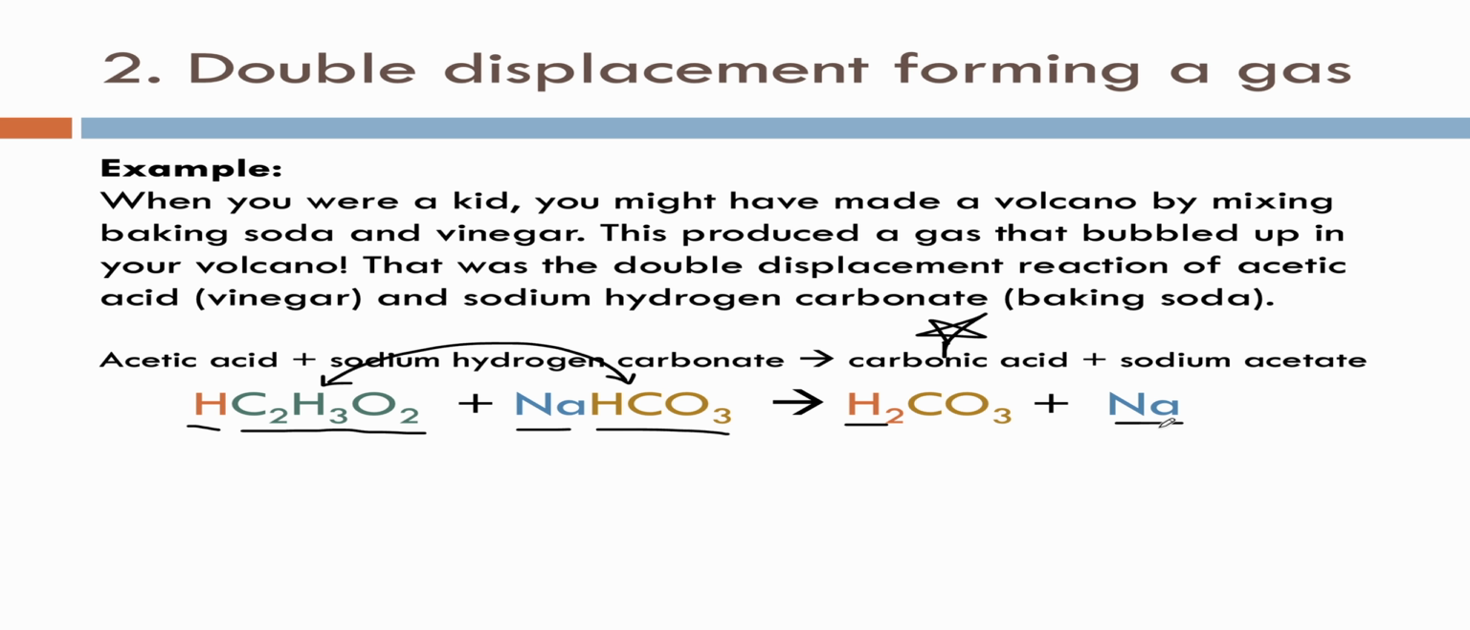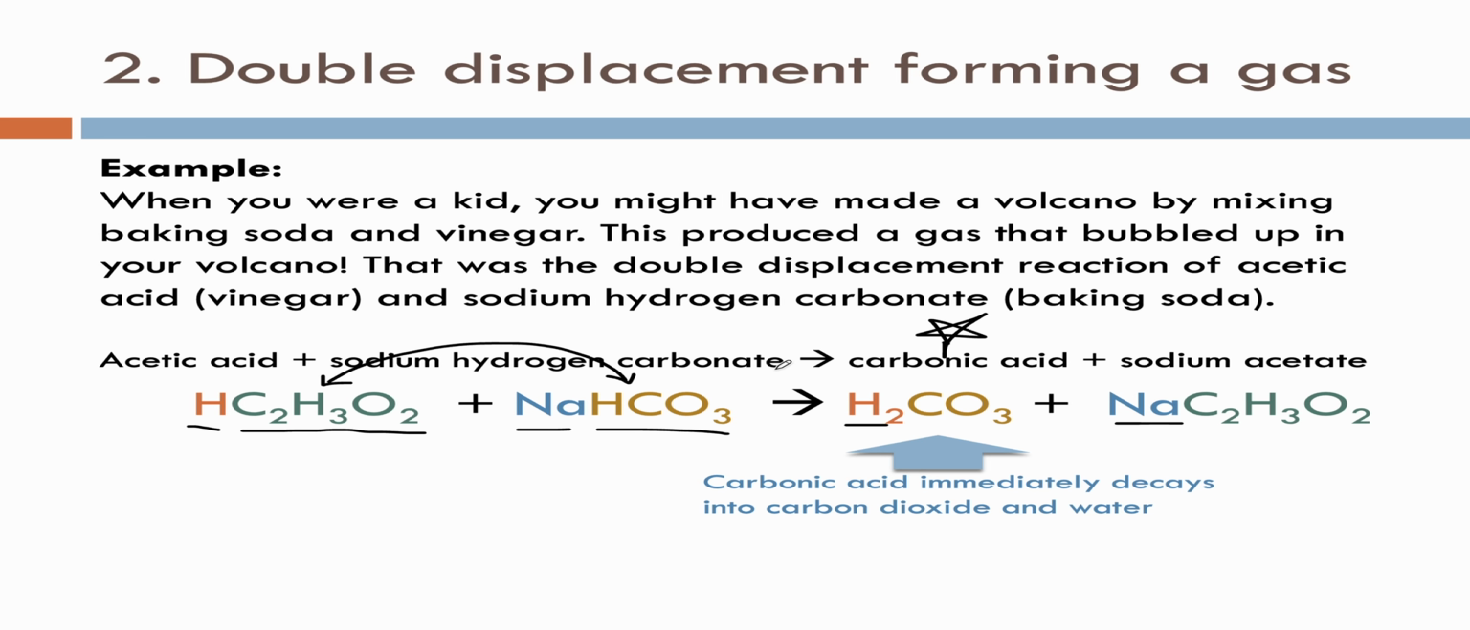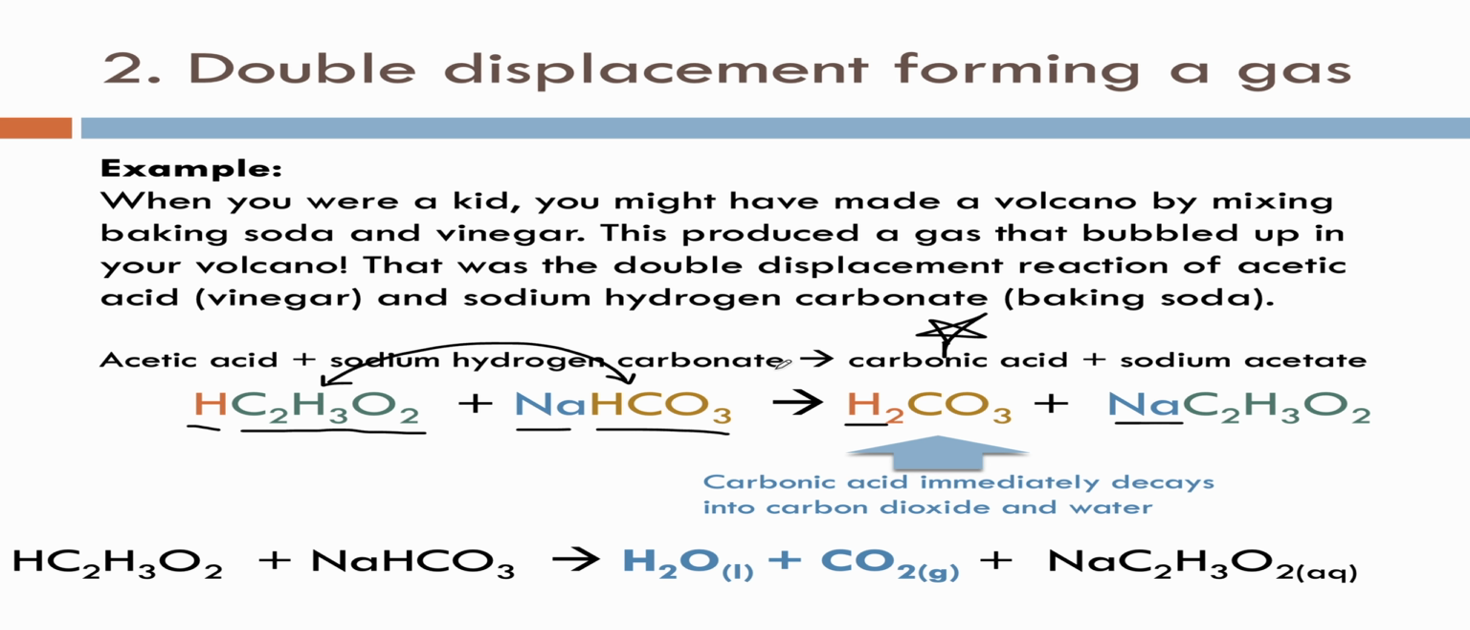The sodium acetate is not so exciting. It's just sodium bonded to acetate, which is the other anion that swapped over here. But watch out for that carbonic acid. Right away, that will break down into carbon dioxide and water. So our full double displacement will actually be acetic acid, the vinegar, plus sodium bicarbonate, the baking soda, makes carbonic acid, but we're going to write that carbonic acid as water and carbon dioxide gas. So that's the key gas that we're forming here. And then we have our sodium acetate at the end, which is aqueous in solution.